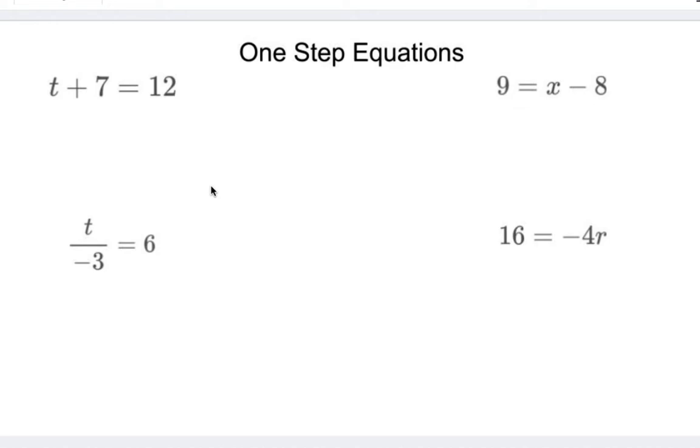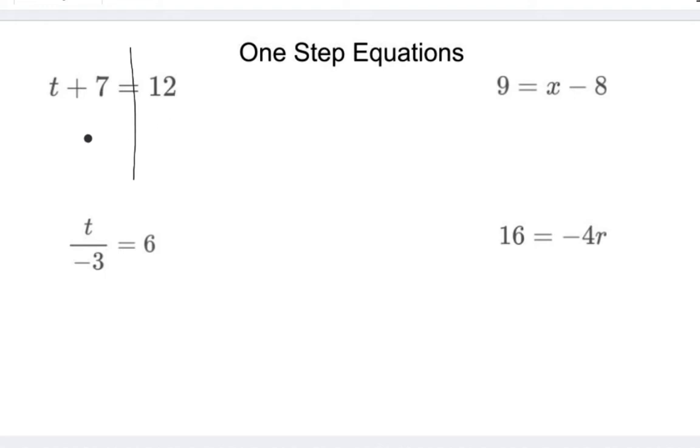So the main idea behind solving one-step equations is that you have a left-hand side and a right-hand side of an equation separated by an equal sign, and that the two things on either side are the same. So t plus 7 is exactly the same as 12. Equations are also balanced, which means anything I do to the left-hand side, I need to do exactly the same thing to the right-hand side.